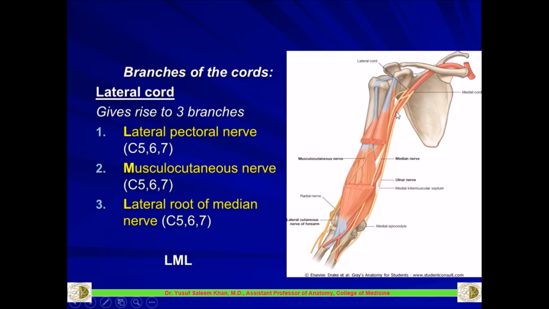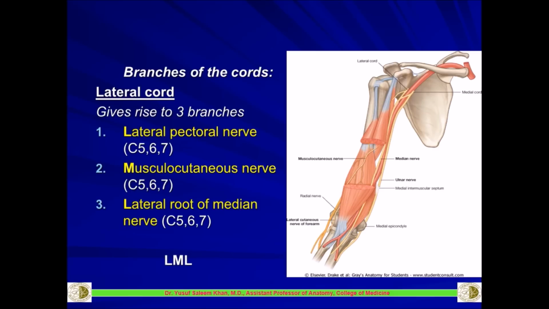So these are the three branches which are coming from the lateral cord. One is the lateral pectoral nerve, which has not been shown here. The second is the musculocutaneous nerve, which is shown here as the thin nerve which is passing between the biceps as well as the brachialis. And the third nerve is the lateral root of the median nerve. As I said, median nerve is from a lateral root and medial root. Lateral root from the lateral cord, medial root from the medial cord. So these are the three nerves, and the root value is C5, C6, C7, because it is from the lateral cord.